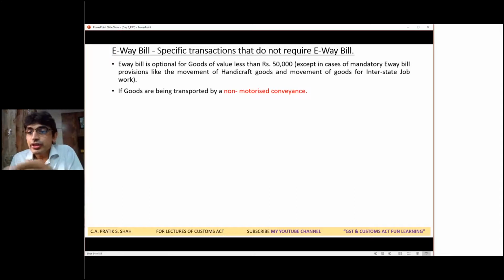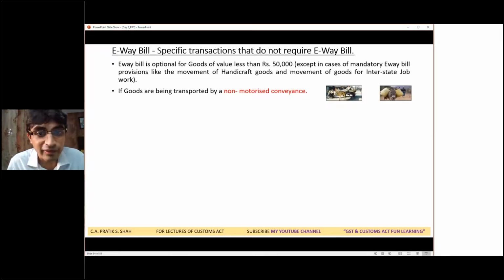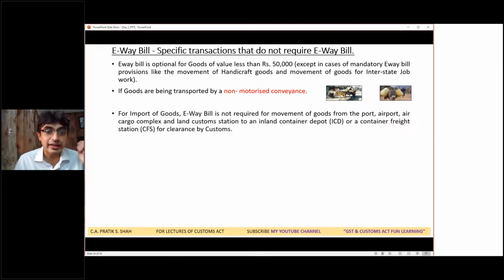Second, if I am moving the goods by a non-motorized conveyance, meaning I am moving by bullock cart, this is called non-motorized conveyance. Which vehicle number will I write for an animal? Is it possible? No. So when I am moving by non-motorized conveyance, e-way bill is exempt. Third, just now I discussed, when you move the goods from port to ICD, e-way bill is exempt.